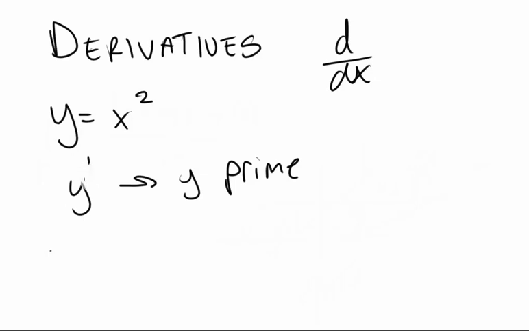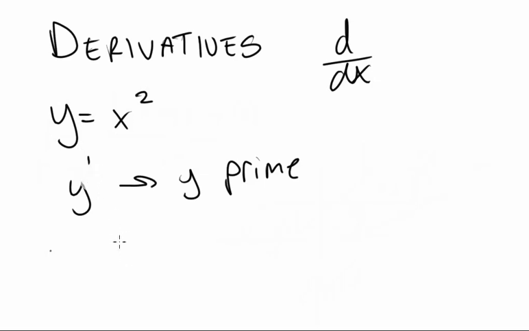So this is a very common one to do. Now if this function was not y equals x squared but g equals x squared, then you would say, okay, find g prime. So whatever the name of the function is, put the apostrophe, then call it prime, so that would be your derivative.